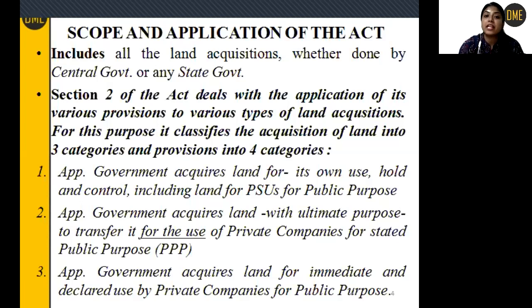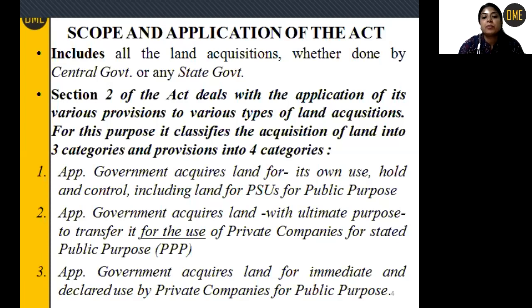For understanding this clause 1, the appropriate government is acquiring land for its own use, hold, and control. That means here the transfer of private property is going to happen. The ownership of the property is going to be transferred to the government, because the ultimate use, possession, and control of the land will now be taken care of by the appropriate government. So in this case, the ownership is going to be transferred to the appropriate government, and also to public sector undertakings.